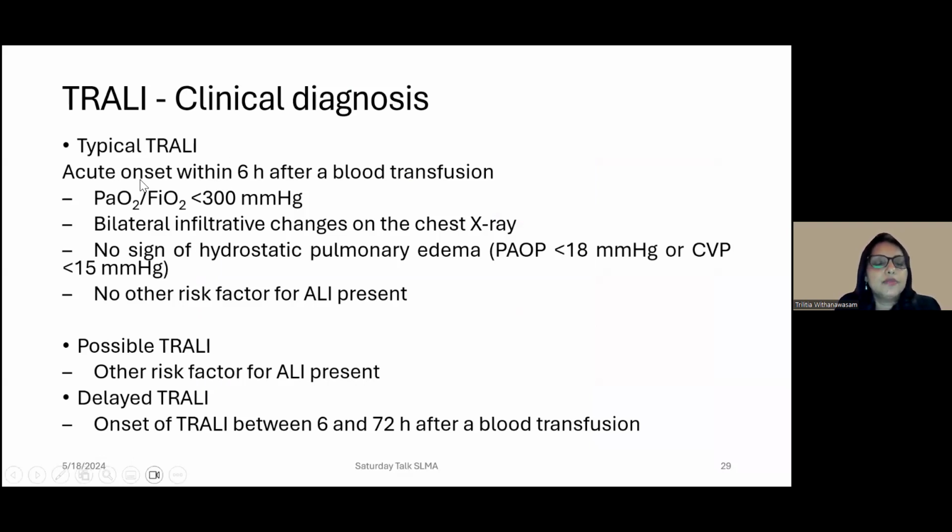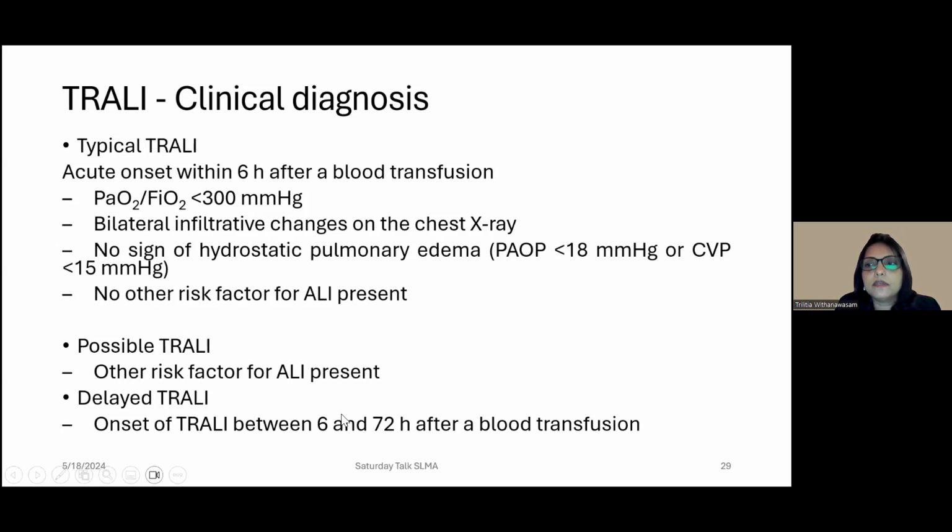Typical TRALI: acute onset within 6 hours of the blood transfusion. If your patient presents with PaO2/FiO2 less than 300 mmHg or bilateral infiltrative changes on the chest X-ray, no hydrostatic pulmonary edema, which means TACO, and no other risk factors for acute lung injury, you can think of this as a very likely case of TRALI, and you have to get advice from the blood bank and arrange the investigations. Possible TRALI and delayed TRALI have also been identified.